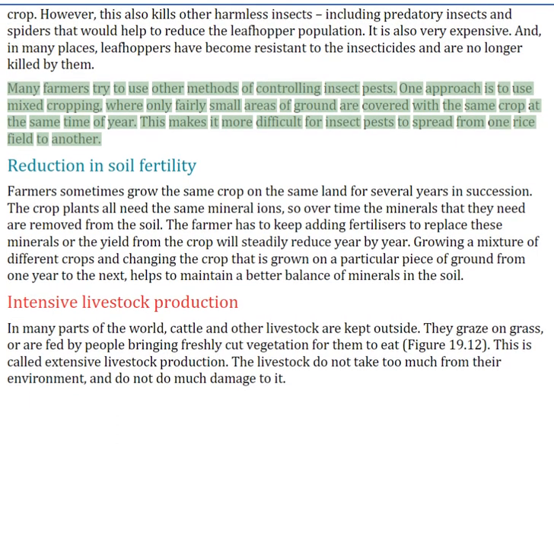Many farmers try to use other methods of controlling insect pests. One approach is to use mixed cropping, where only fairly small areas of ground are covered with the same crop at the same time of year. This makes it more difficult for insect pests to spread from one rice field to another.